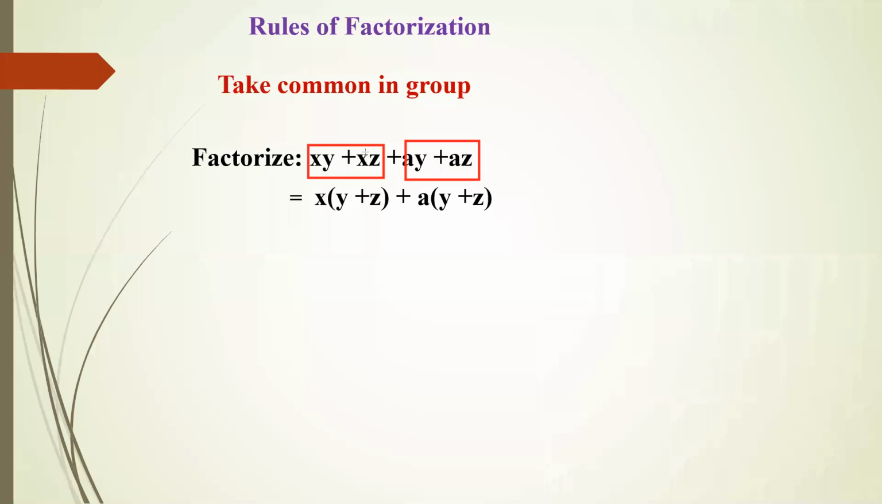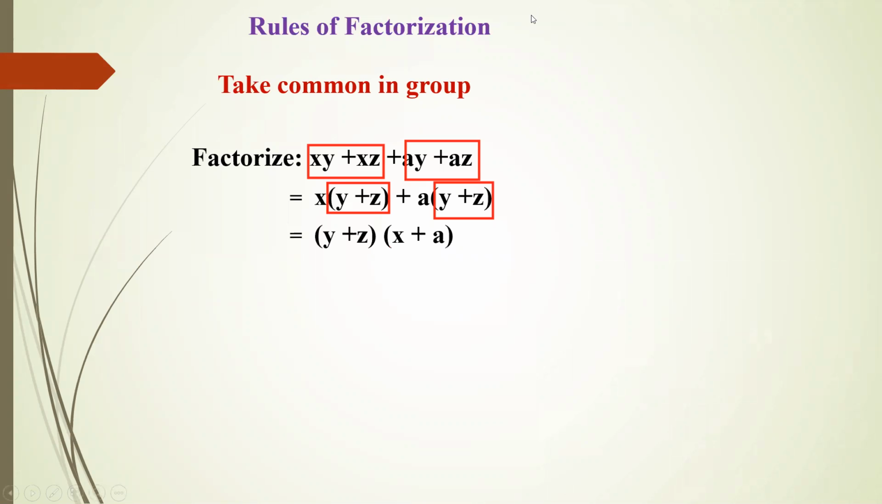And here, you can see, look at this carefully. This is y plus z in the first term and another y plus z in the second term. So this is also common. So it means that you are taking this term out of the expression, okay? Then what will happen when I take this out? y plus z is common. When I take this out, then what will remain? x plus a, okay? Now we have taken the common in a group.